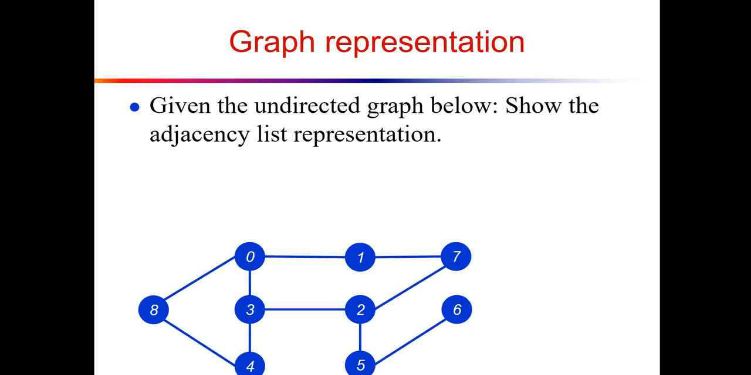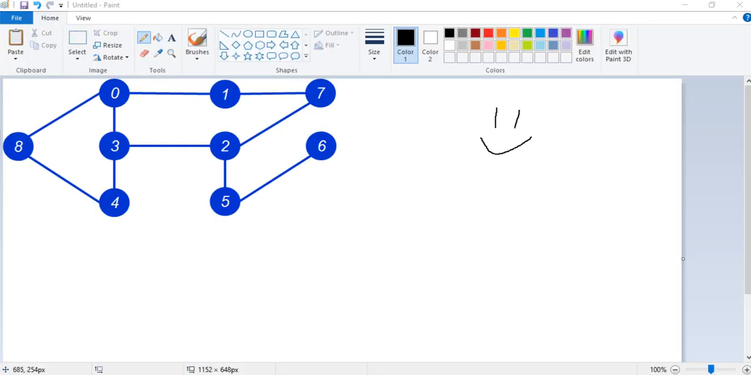Okay, so the first question, graph representation. We have this undirected graph, and we want to do an adjacency list representation. Adjacency list. So how do we do that? Let me switch to my drawing board. And this is my drawing board, and I want to get rid of this first.